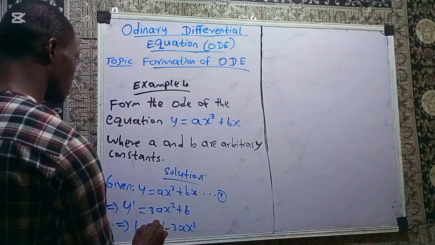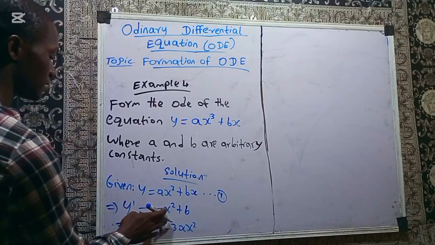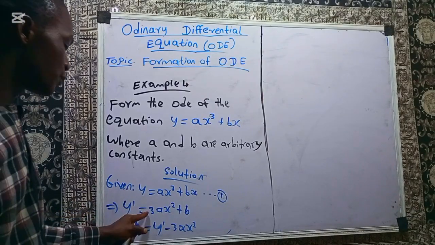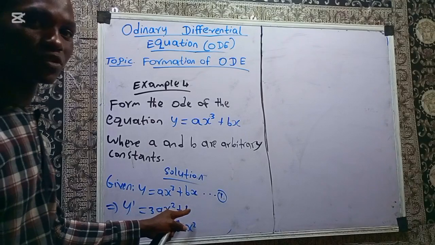With this, I brought this term to the left hand side. Since it's positive, it changes to negative so that I can make b the subject of the formula.